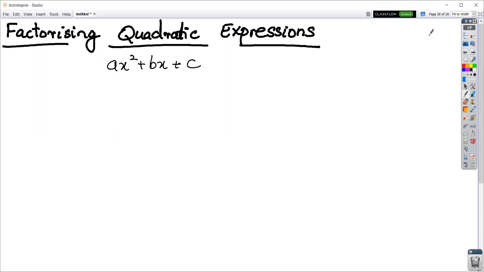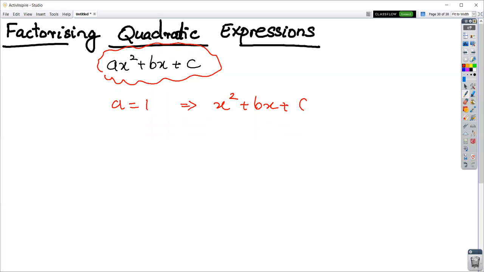Hi there, in this video we are looking at how to factorize quadratic expressions. Simply, we know that a quadratic expression is written in the form ax squared plus bx plus c. The last video was about when a is equal to 1. So the first video was about when the coefficient of x squared is 1, and we had examples written in the form x squared plus bx plus c.